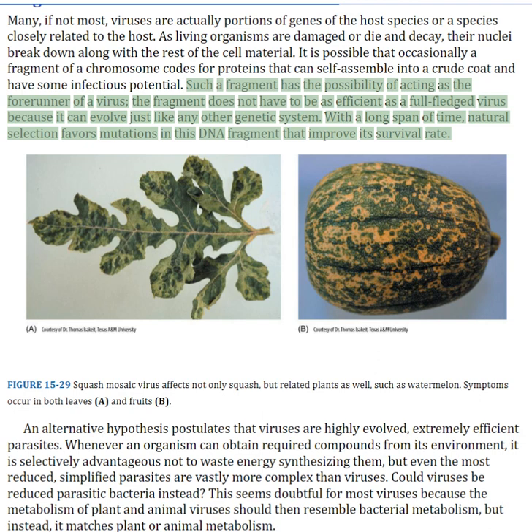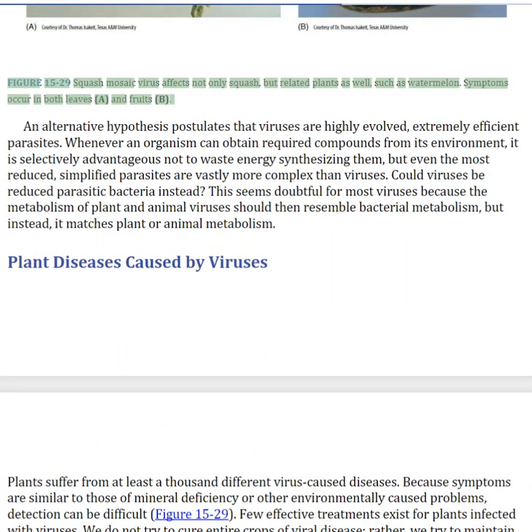The fragment does not have to be as efficient as a full-fledged virus because it can evolve just like any other genetic system. With a long span of time, natural selection favors mutations in this DNA fragment that improve its survival rate. Figure 15:29. Squash mosaic virus affects not only squash, but related plants as well, such as watermelon. Symptoms occur in both leaves and fruits.